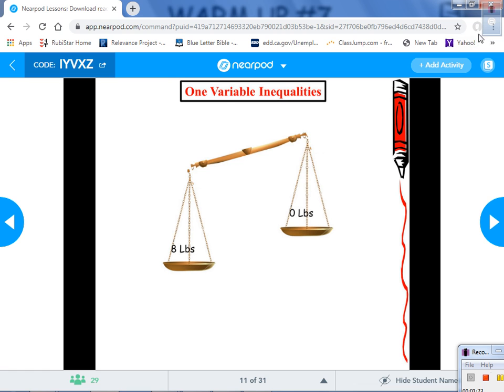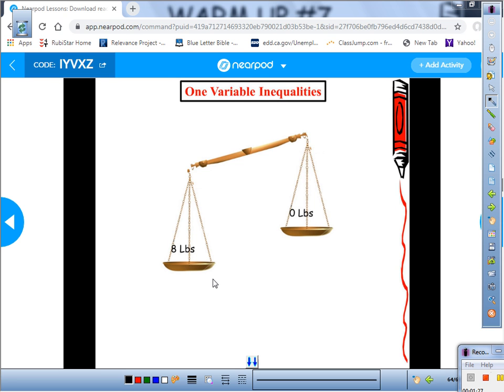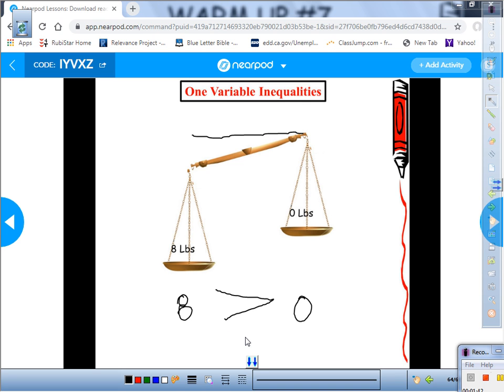So like that. So check this out. What's on this side? 8 pounds. So I write 8. What's on this side? 0. So question. Where was the bar originally? Up here, wasn't it? It was balanced right there. What do you see now? It's unbalanced, and look at the inequality that it forms.